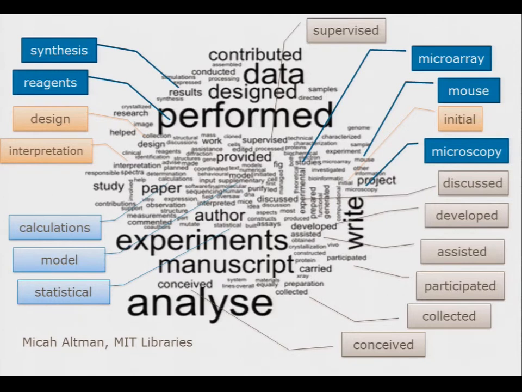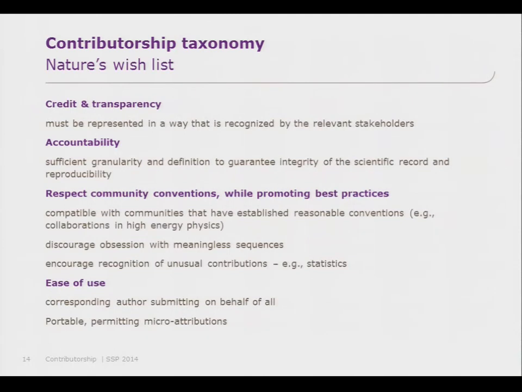There are also very specific contributions, so the type of experiments, the type of reagents or animal models that were provided, and a time at which, so in orange there, initial design, interpretation, so it sort of positions you in the sequence of events that led to the paper. And then you see some contributions that Amy was talking about: biostatisticians, calculations, models, statistical, really start coming to life in these kinds of treatments. So this is the type of analysis that fed into the taxonomy.